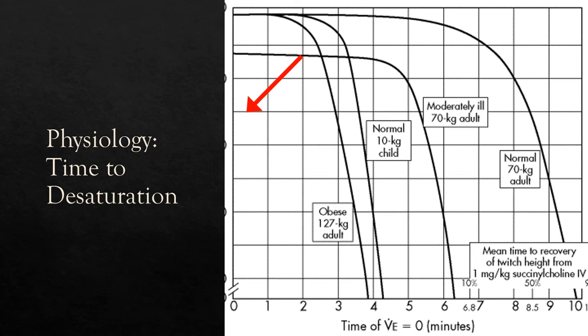Due to the high oxygen demand, a healthy child desats much more quickly than an adult, and you can see that here in the graphic. The only thing that will desaturate more quickly than a normal child is an obese adult.